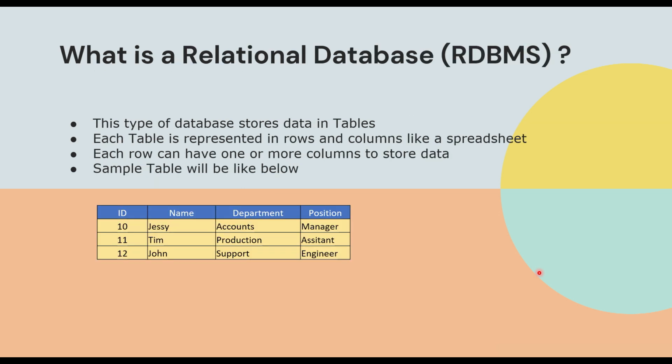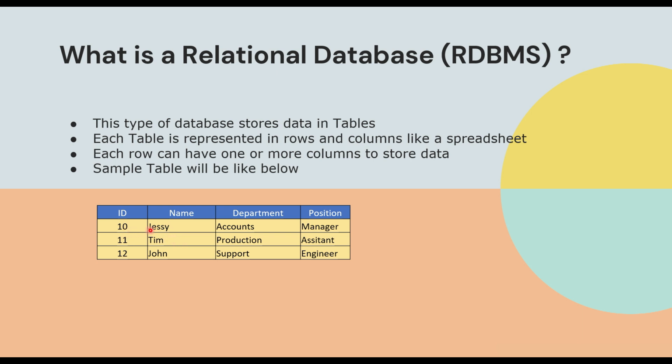So what is a relational database, or otherwise called as RDBMS? This type of database stores data in tables, which is a table in representation. It's stored in rows and columns like a spreadsheet. Each row can have one or more columns to store the data. For example, if you see this table, it has ID, name, department, and position as the column names, but the data is different for each and every row. So each and every row represents individual data.